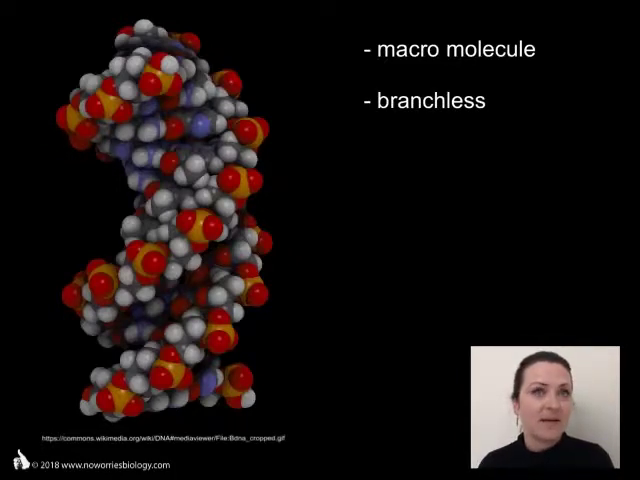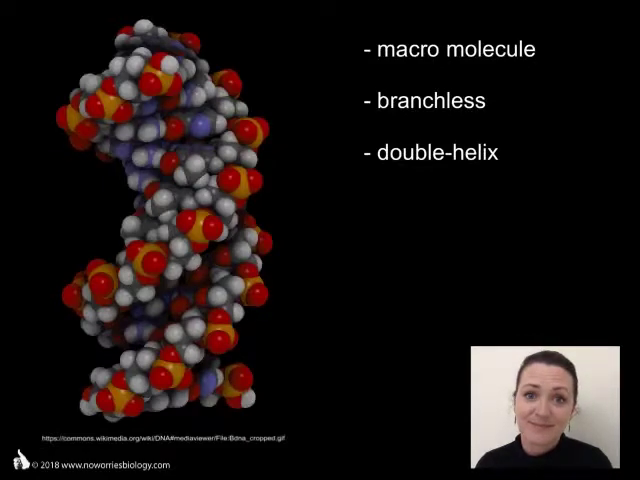As you can see, this thread is wound up, which is why we call it a helix. But it's actually not just one thread, but two that are wound around each other. Thread number 1 and thread number 2. And this is why we call the DNA a double helix.